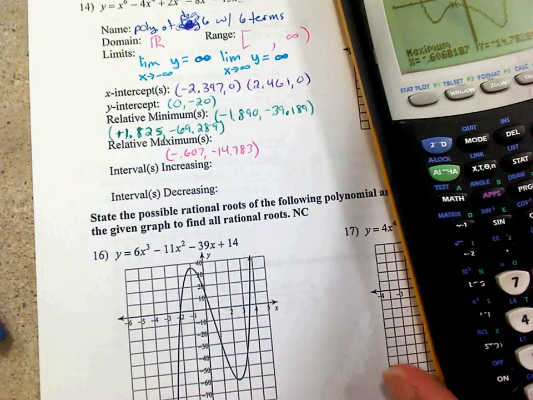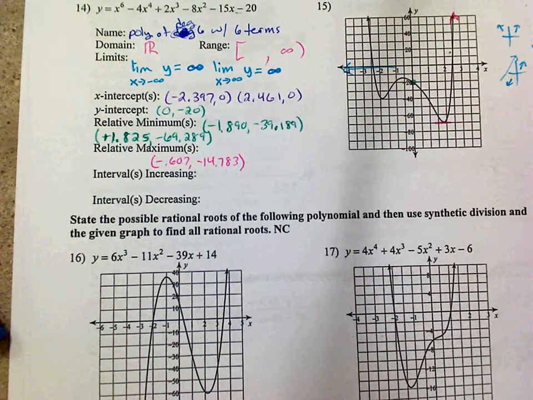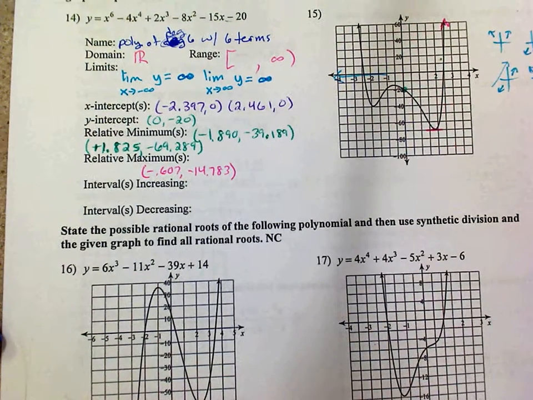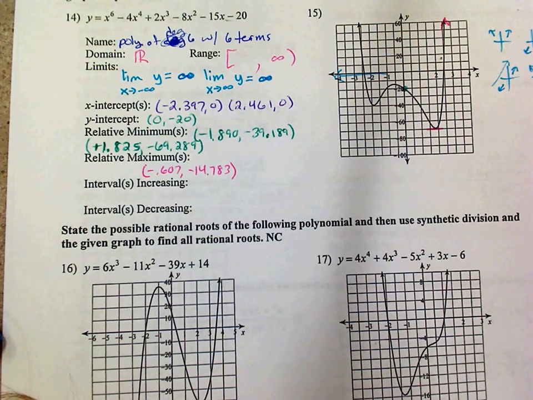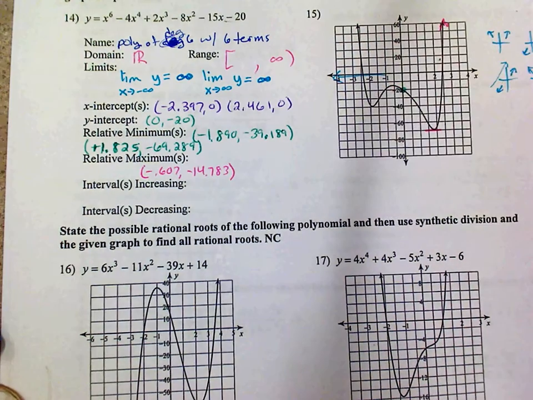So the last part is interval increasing and decreasing. Do you remember what we need for those? The min and the max. Do we need the x's or the y's? Okay, because a lot of people like to tell me the y's because they're like, well, obviously it's decreasing from up here down to this y value. But the question is, where are we increasing, where are we decreasing, right?